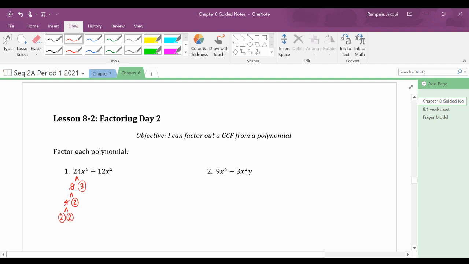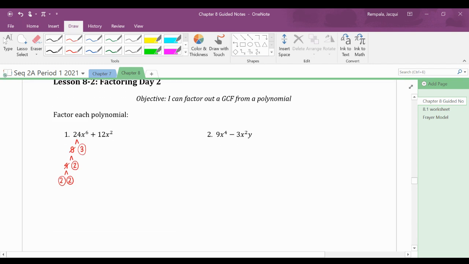Numbers that we broke down, we can ignore. I just want to focus on the numbers that are circled. So as far as 24x to the 6th goes, count them up. There's 1, 2, 3, 4 circled numbers. So there's 3 2s, 1 3, and then x to the 6th means that there are 6 x's. Now I'm going to break down the 12.